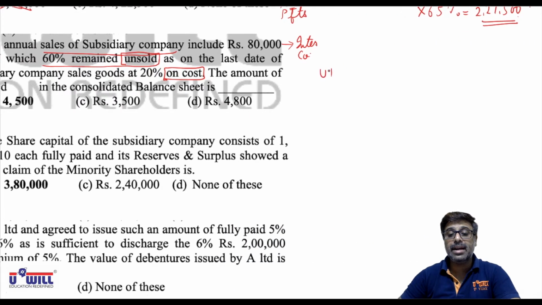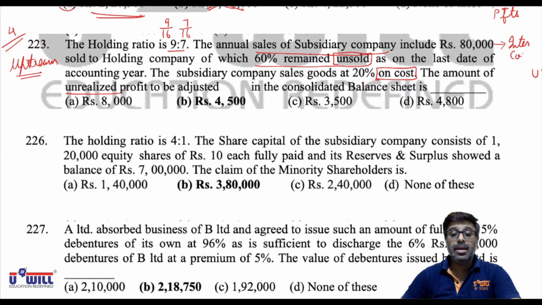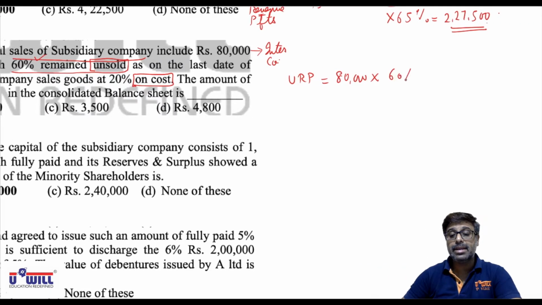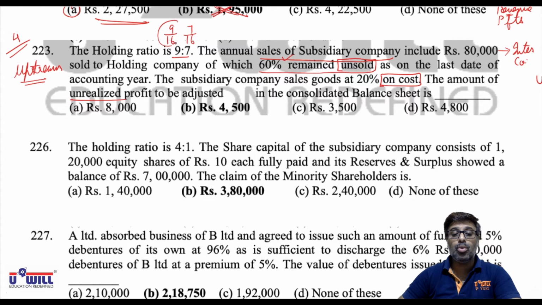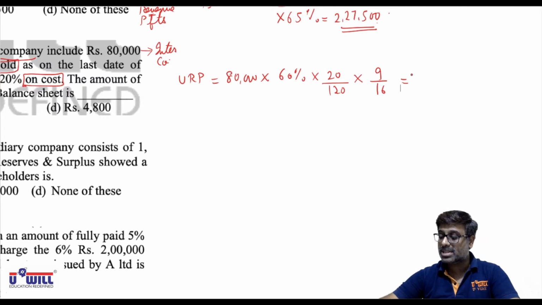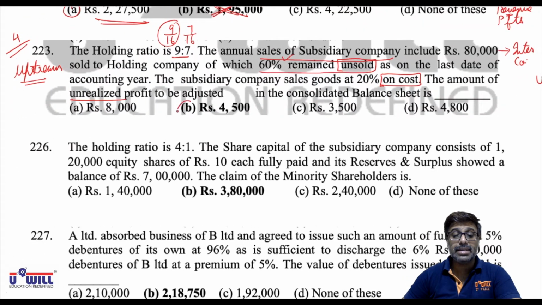So how will you find the unrealized profit? 80,000 is the sales, into goods remaining unsold are 60%, into profit 20 on cost, so 20 by 120, and since it is upstream sale, into holding company's share, that is 9 by 16. All of you do this calculation: 80,000 into 60% into 20 by 120 into 9 by 16. Do you all get 4,500? That is the correct answer.